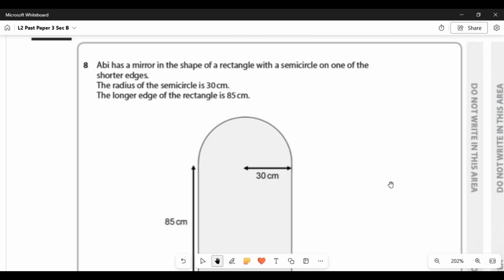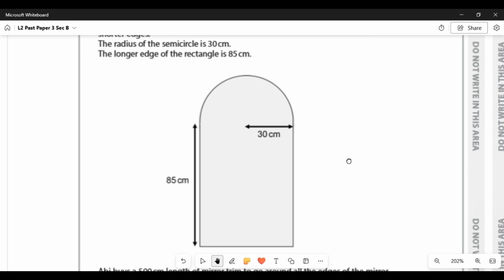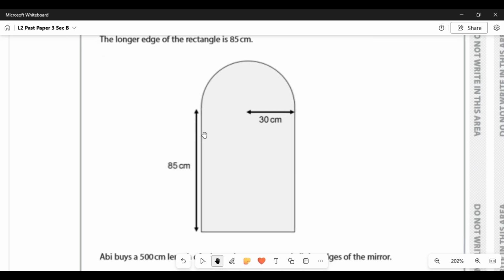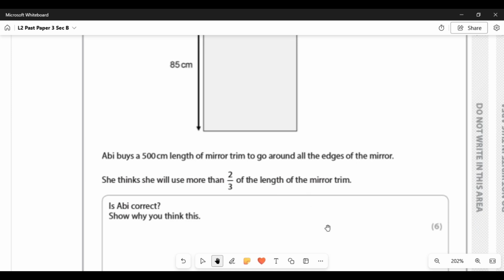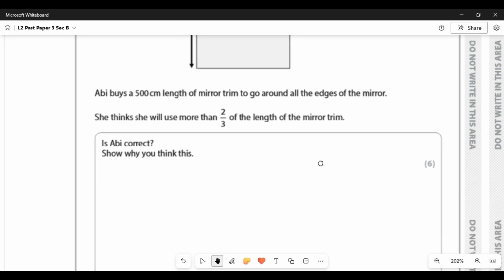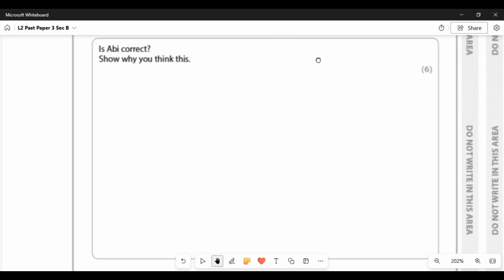Question 8. Abby has a mirror in the shape of a rectangle with a semicircle on one of the shorter edges. The radius of the semicircle is 30 centimeters, and the longer edge of the rectangle is 85 centimeters. Abby buys a 500 centimeter length of mirror trim to go around all the edges of the mirror. She thinks she will use more than 2/3 of the length of the mirror trim. Is Abby correct? Show why you think this. 6 marks. Wow, it's a lot of marks.